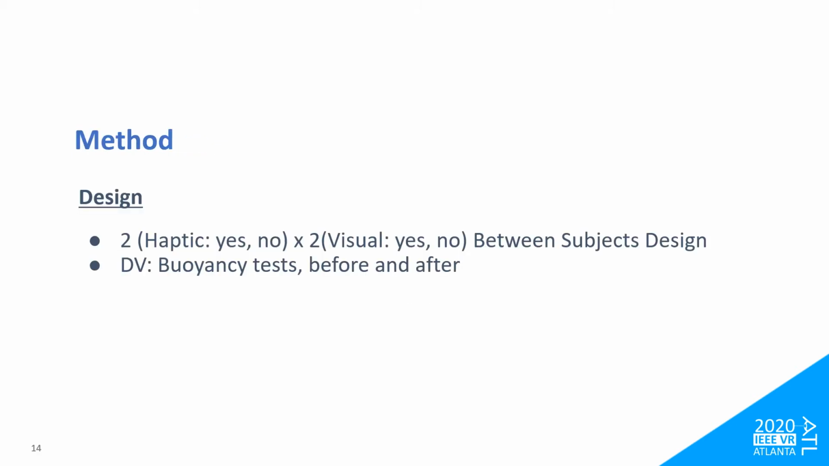We use a 2x2 between-subjects design, where a participant is randomly assigned to one of four conditions: control, visual only, haptic only, or haptic and visual. Participants' performance is evaluated by two buoyancy tests given before and after the simulation, and participants' scores in the pre-test and post-test are compared to examine the effect of the simulation.